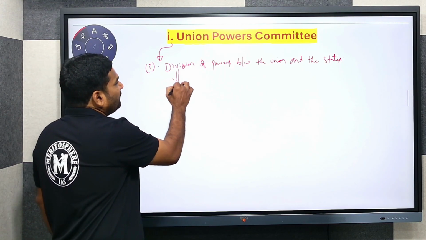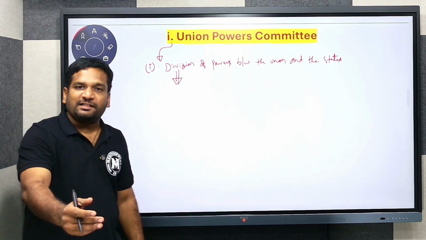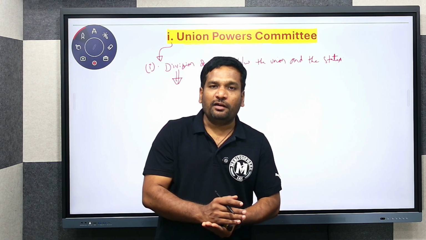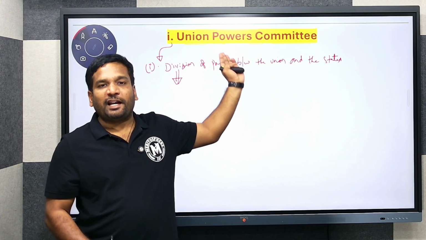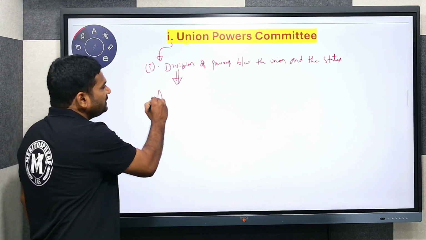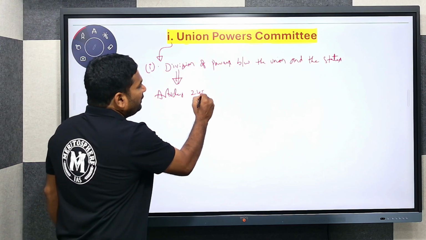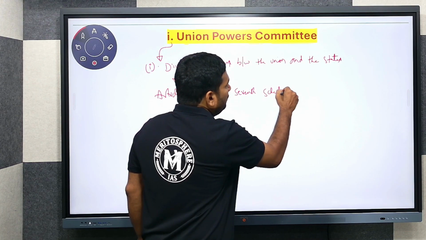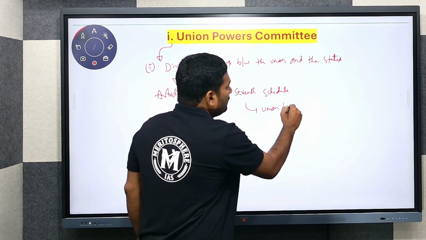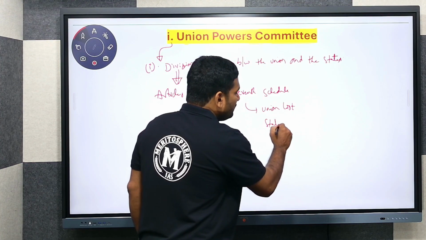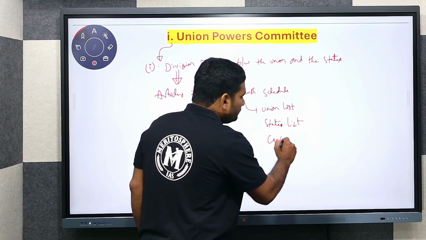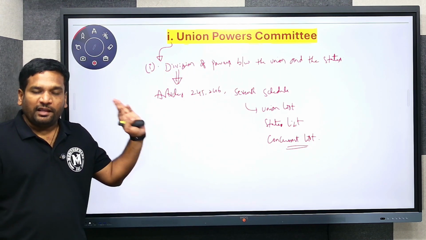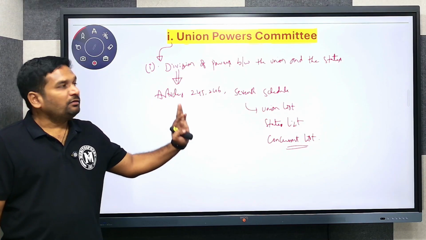Here, whatever task was given to this particular committee, it actually recommended certain things, and under the auspices of the Drafting Committee, the recommendations made by this committee transformed into present-day Articles 245, 246, the 7th Schedule, such as the Union List, States List, Concurrent List, right?